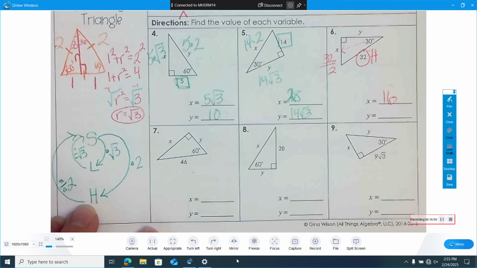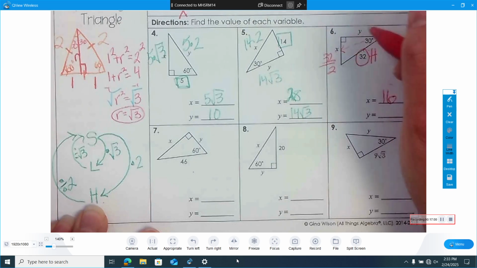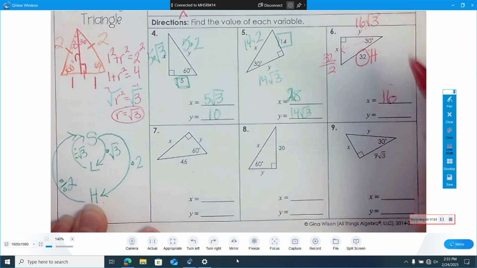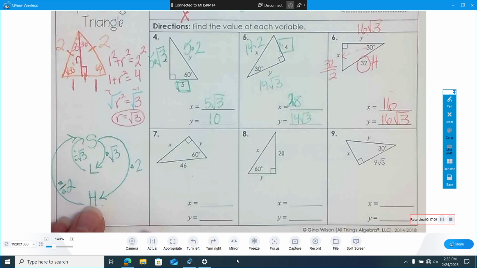And then we have the short leg of 16. Now we just do 16 times radical 3 to get the longer leg. Okay? So always get your short leg and you're good to go.